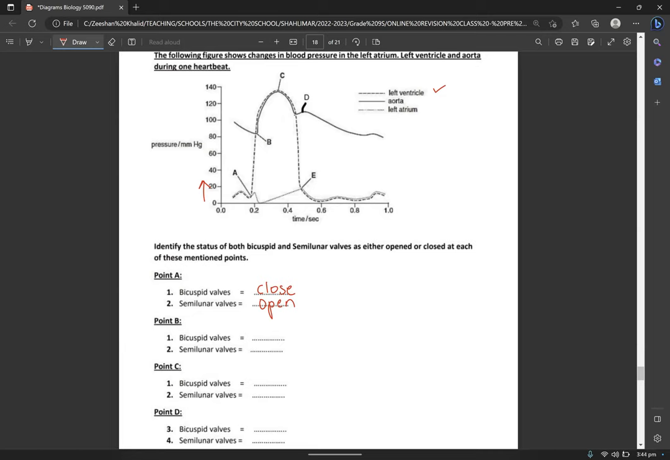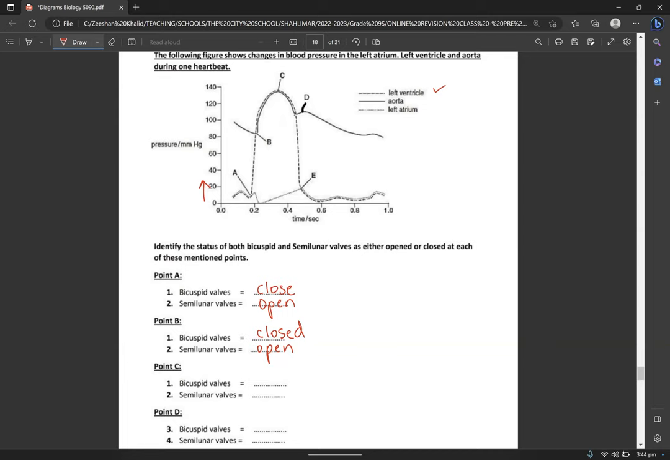Now, as for point B, the bicuspid valves are still closed. Why? Because of the contraction chal rahi hai, or pressure burn. We don't want the blood to flow back. While the semilunar valves, they do open. Why do they open? Because now the blood has reached the aorta. How do we know? Because the graph line of aorta is the same as the line of the left ventricle.